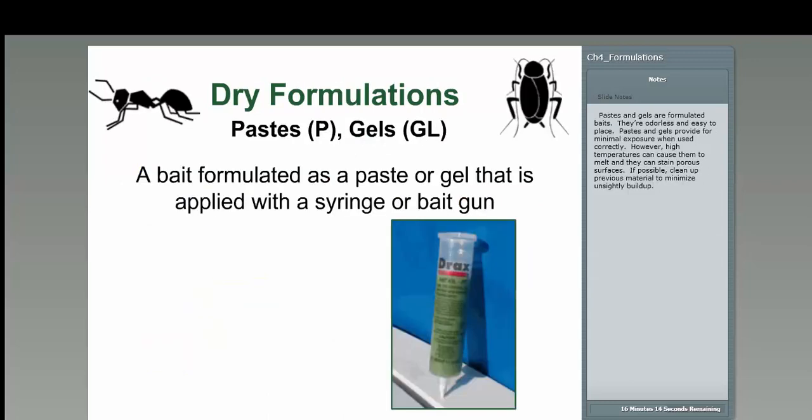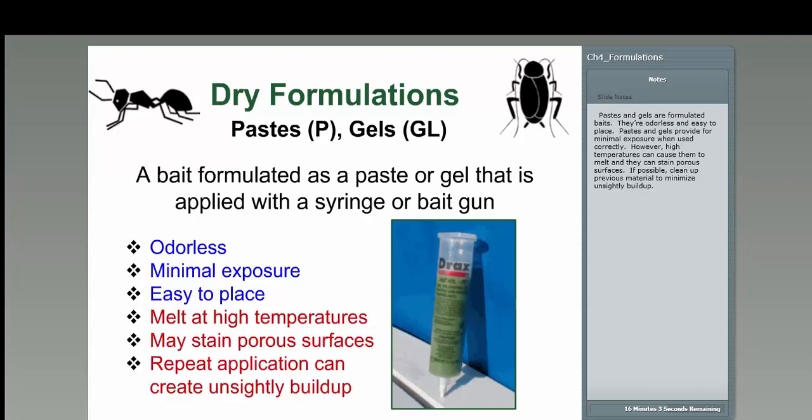Pastes and gels are formulated baits. They're odorless and easy to place. Pastes and gels provide for minimal exposure when used correctly. However, high temperatures can cause them to melt and they can stain porous surfaces. If possible, clean up previous material to minimize unsightly buildup.